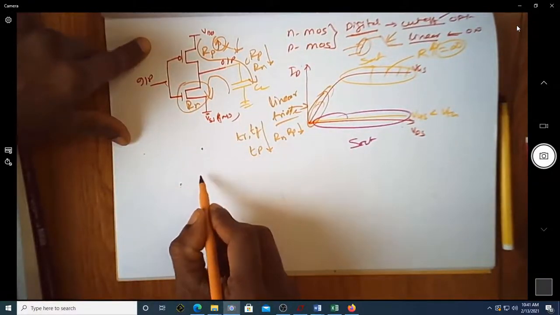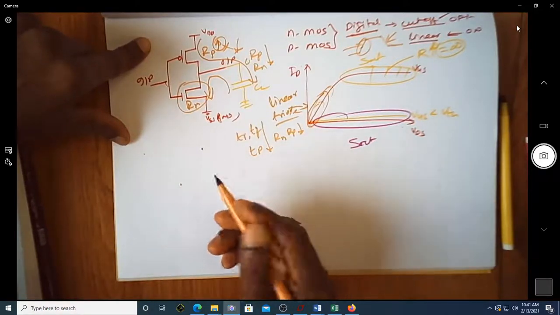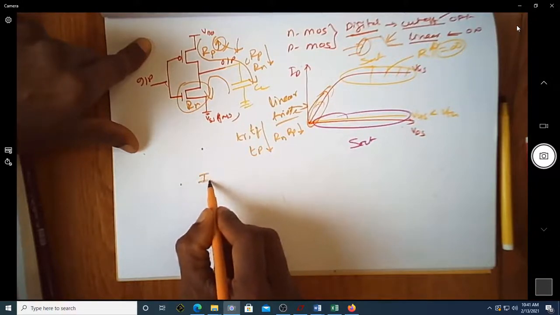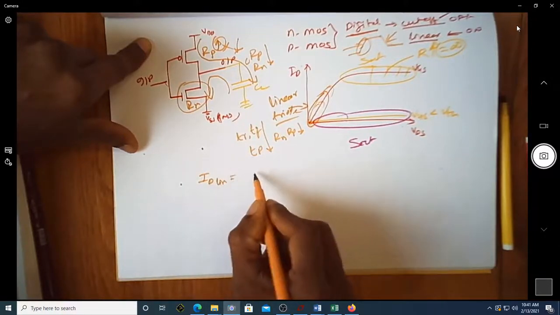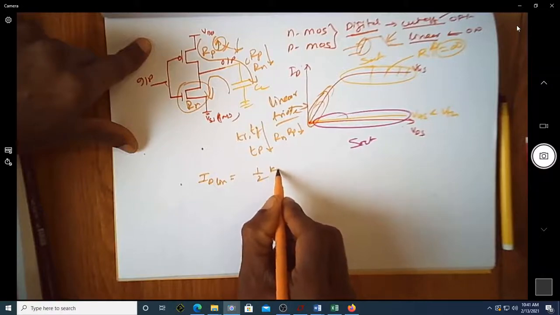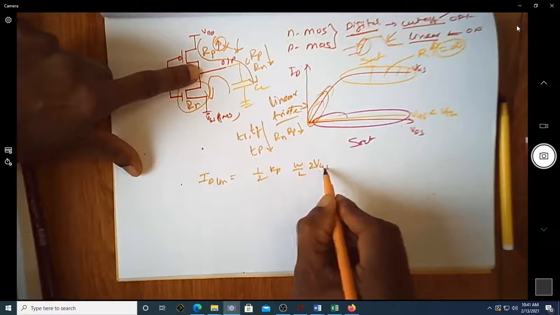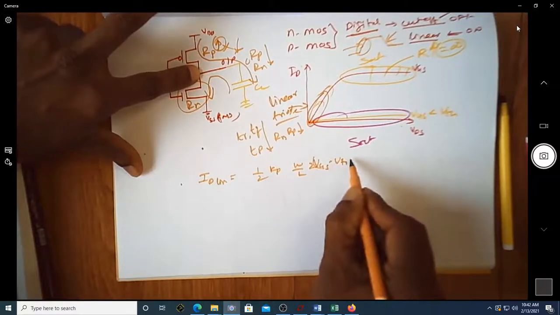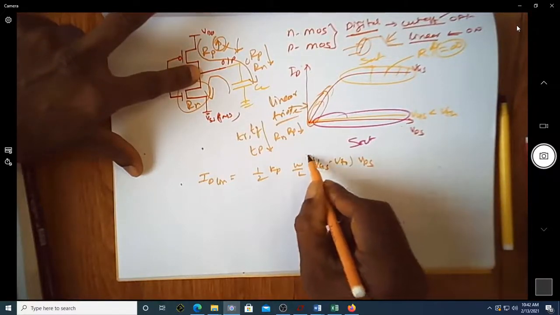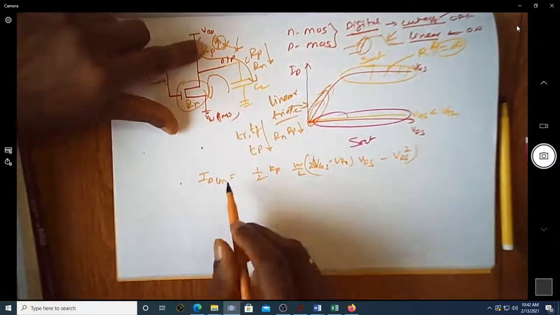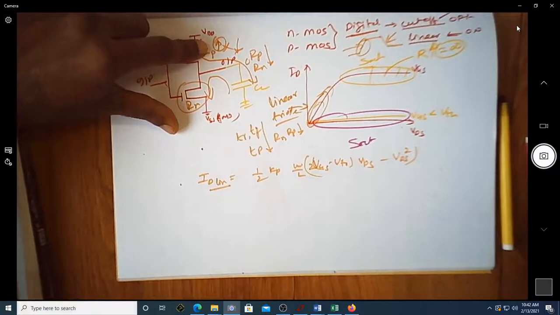So let us try to find the typical expression for the on resistance of the MOSFET. We know that ID in linear region is given by half Kp W by L times 2(VGS minus VTO) VDS minus VDS square. This is the typical expression for the drain current in linear region.